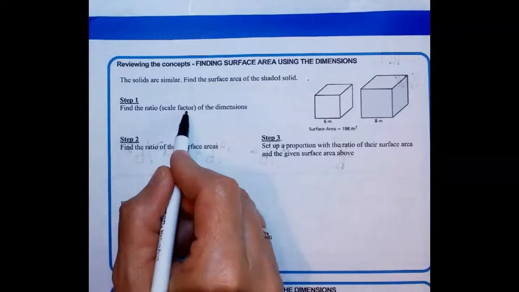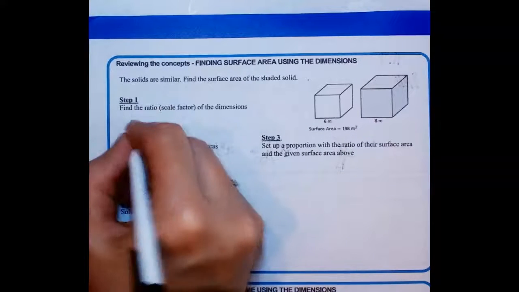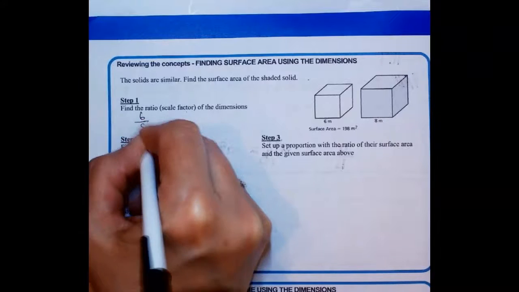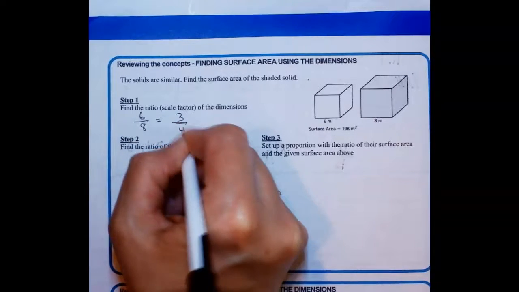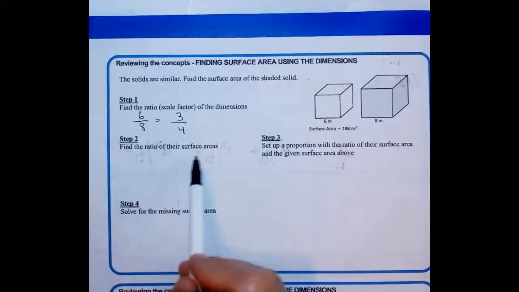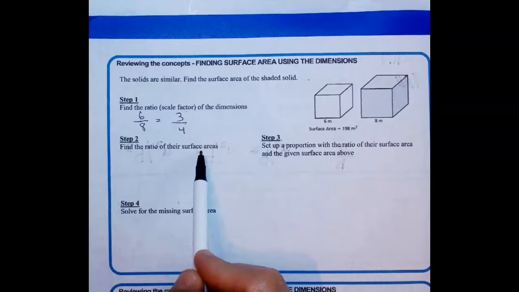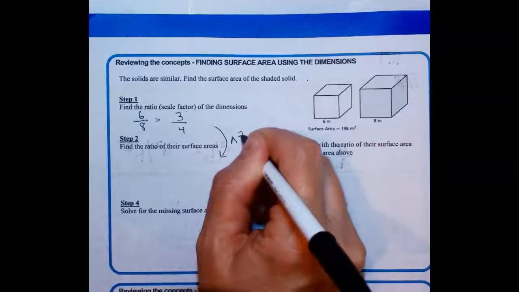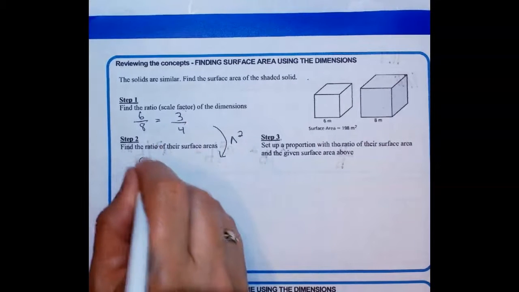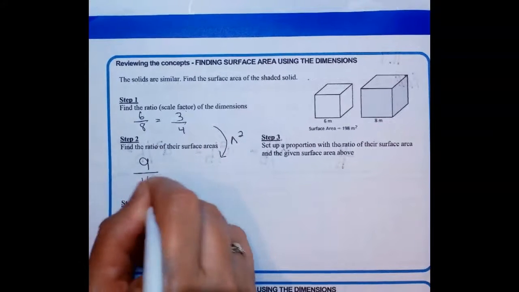Find the ratio or the scale factor of the dimensions. It is 6 over 8, and again, let's go ahead and reduce that to 3 over 4. Next, it says think about what the ratio of their surface areas would be. Remember, to get from here to here, you want to raise it to the second power. So that means if I take 3 squared, I get 9, 4 squared, I get 16.